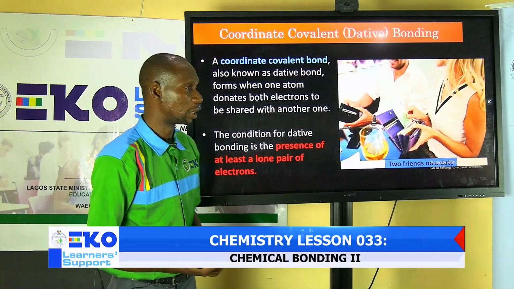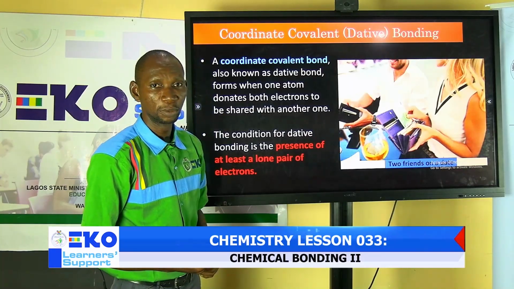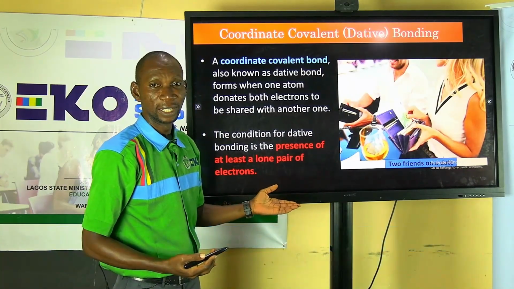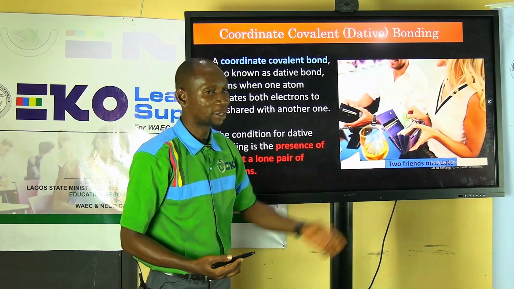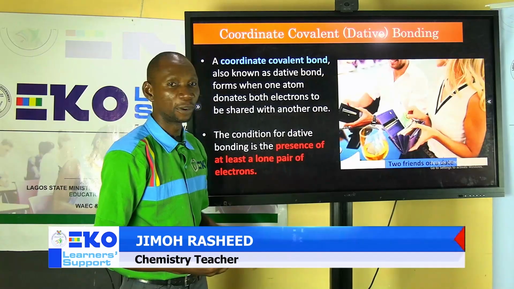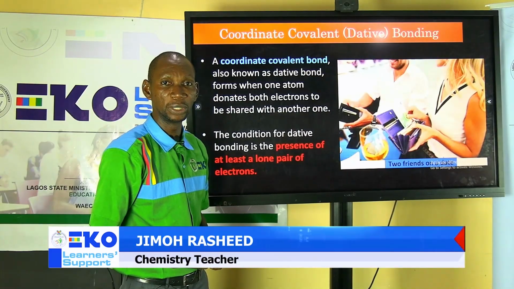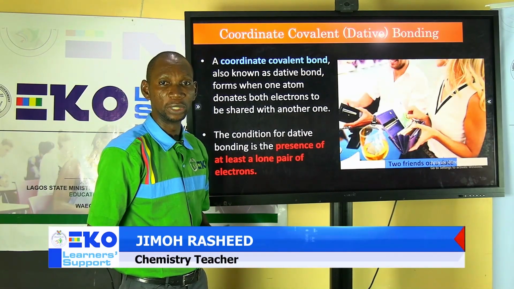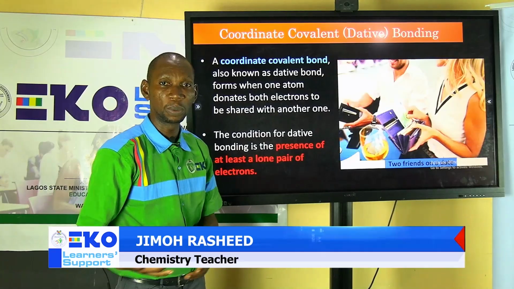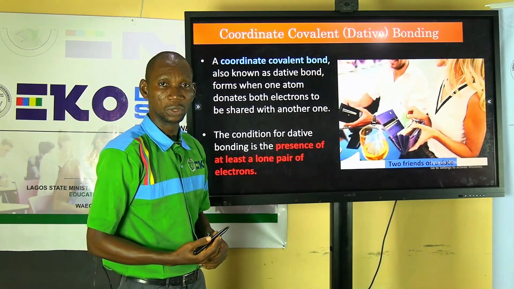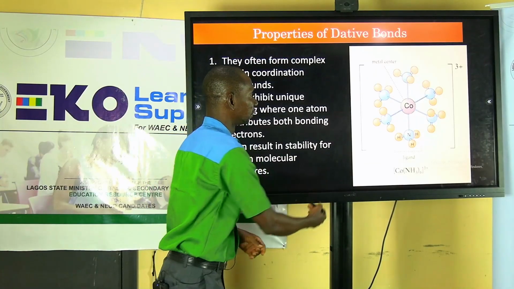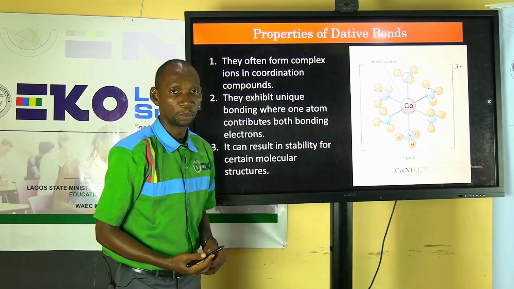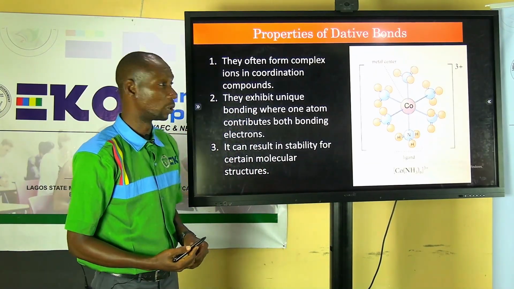And you can see the image there of two friends on a date, and there's a competition about who wants to settle the bill. If one of them decides to settle the bill at the expense of the other one, that is simply showing coordinate covalent bonding, when one out of the two participating atoms contributes the two electrons involved in forming the bond. So what are some properties of dative bonds?